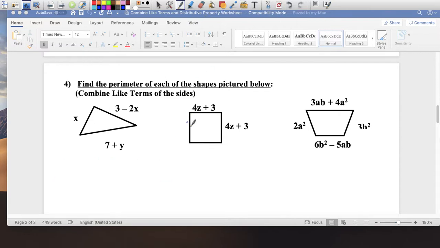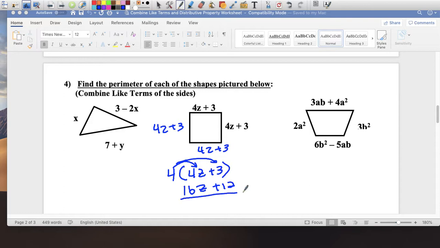It's a square. So if it's a square, this is also 4z plus 3. This is also 4z plus 3. You can do 4z plus 3 plus 4z plus 3 plus 4z plus 3 plus 4z plus 3. Or we can do the distributive property. We know that it's 4 times the same thing. So this times this, and this times this. 4 times 4 is 16z, and 4 times 3 is plus 12. There you go. A little bit quicker, right?